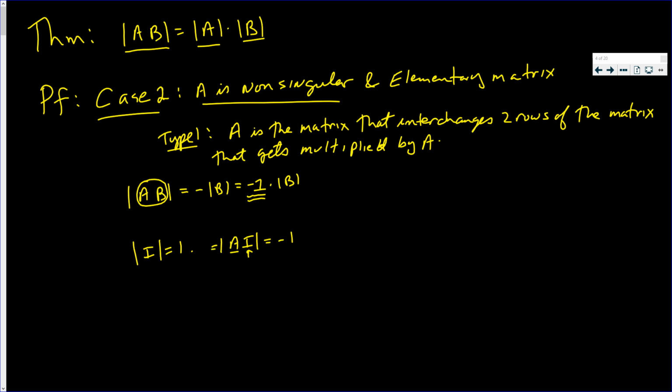But A times I is A. So, the determinant of AB, which we know is -1 times the determinant of B, but another way of writing -1 is the determinant of A, times the determinant of B. We got it for type 1. Done. Let's erase this. So let me just write it here. The determinant of AB is equal to the determinant of A times the determinant of B.